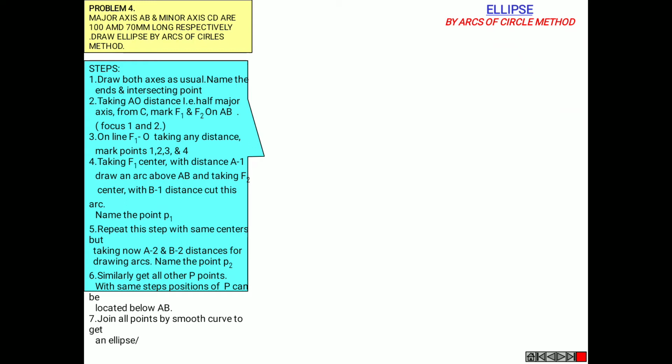Is it okay? So we'll see it again. Draw both the axes as usual and name the ends. So the major axis AB and the minor axis CD with 100 mm and 70 mm. At the center O, now with AO as radius and C as center, draw an arc, similarly from C to OB, and mark the points as F1 and F2, where F is called the focus points.